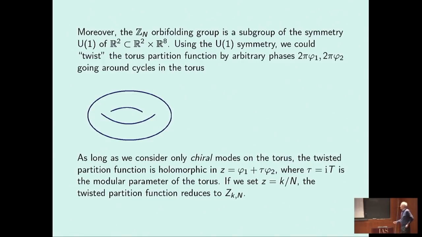And as long as we only consider chiral modes on the torus, the twisted partition function is holomorphic in phi 1 plus tau phi 2, which I'll call z. And then we find that if z is k over n, the twisted partition function is Z sub kn, the orbifold twisted partition function.